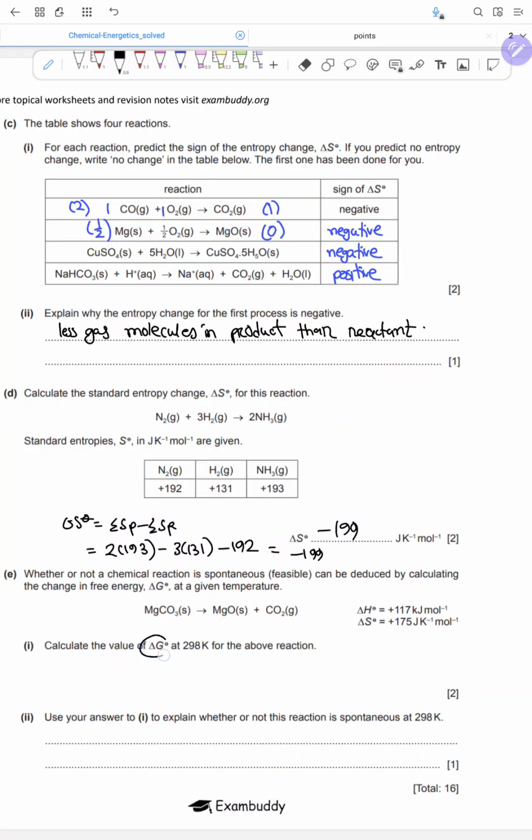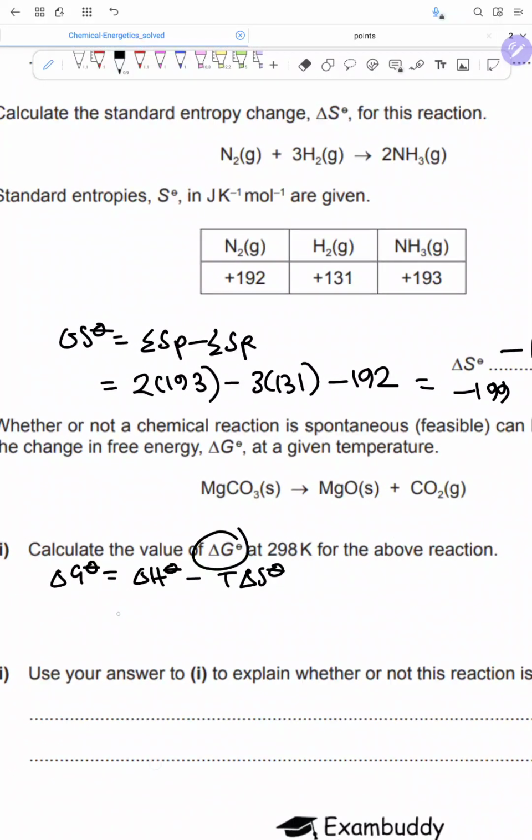And now I have to find the standard Gibbs free energy. That's a given, the values are given, so we don't have to take care of anything. We'll just write the formula that will fetch us the mark. And we will take care of the units.